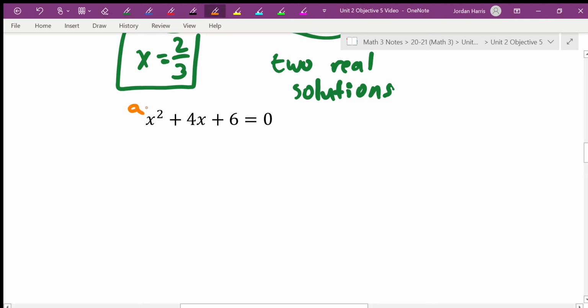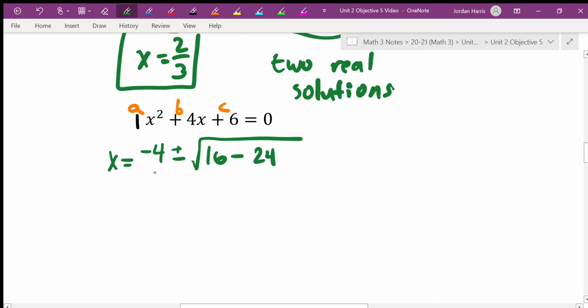So a, remember, is positive 1. Don't forget about that 1 in front. b is positive 4, and c is positive 6. So I'm going to set it up. x equals the opposite of b plus or minus the square root of b squared minus 4 times a times c. 4 times 1 times 6. So 4 times 1 is 4, times 6 is 24, all over 2a. Okay, so subtract. 16 minus 24 is negative 8.